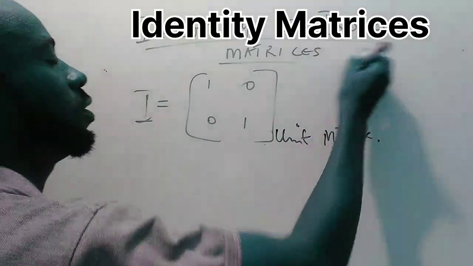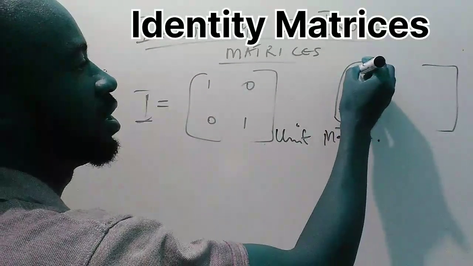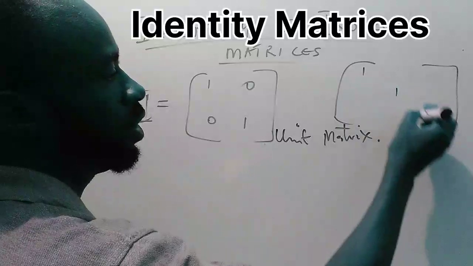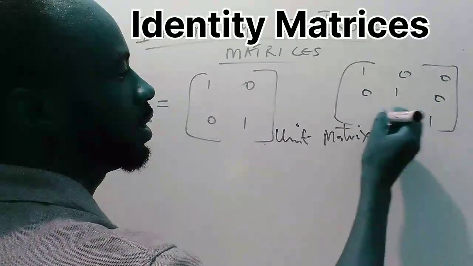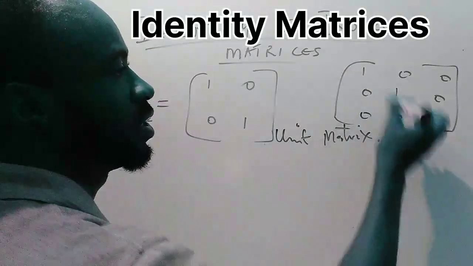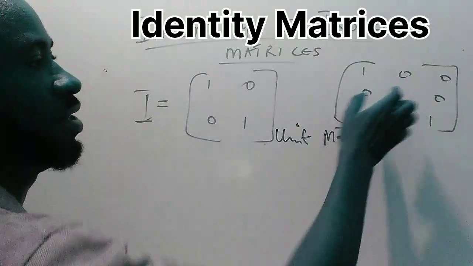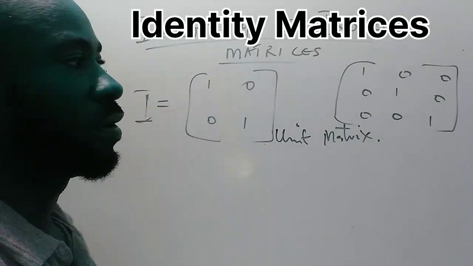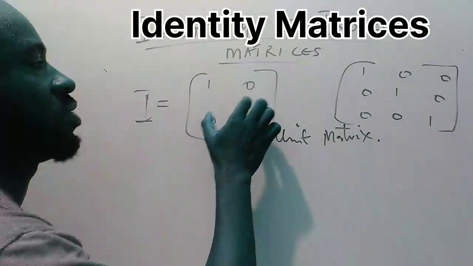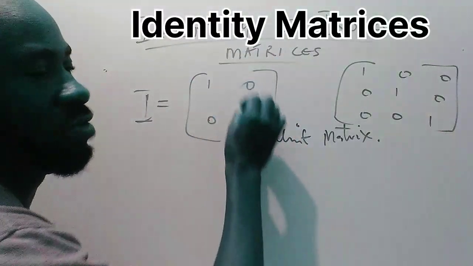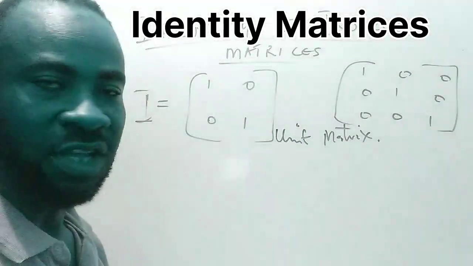Okay, so even if it is a 3 by 3 matrix, the major diagonal must all be 1. So for a 3 by 3 matrix, this is how an identity matrix looks. Just take note that anytime any matrix multiplies a unit matrix like this, it doesn't change the value of that matrix.